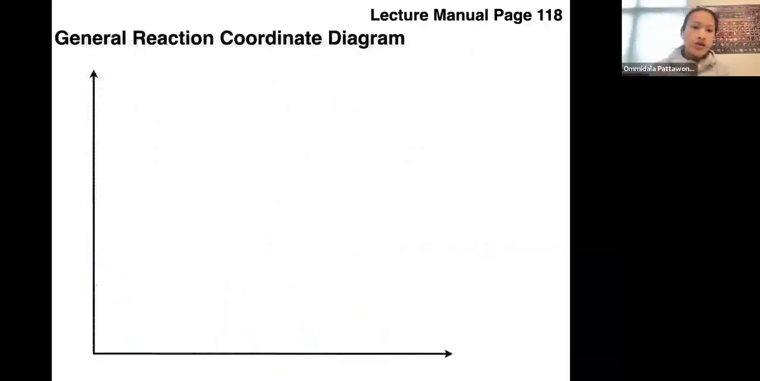I'm going to plot a graph called a reaction coordinate diagram, which plots the reaction progress, or as the time progresses, what happens to the reaction against the energy. We're going to measure this in joules per mole.